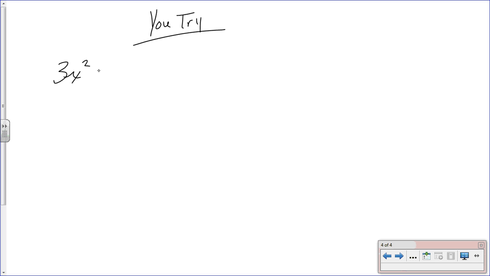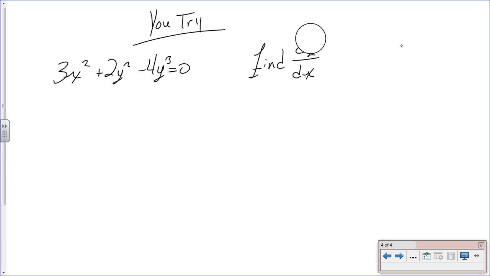3x squared plus 2y squared minus 4y cubed equals 0. I want you to find dy/dx. So I'm going to stop talking for about 5 seconds. That'll give you plenty of time to pause the video. And then after you get done working it out, unpause the video and I will work through it.